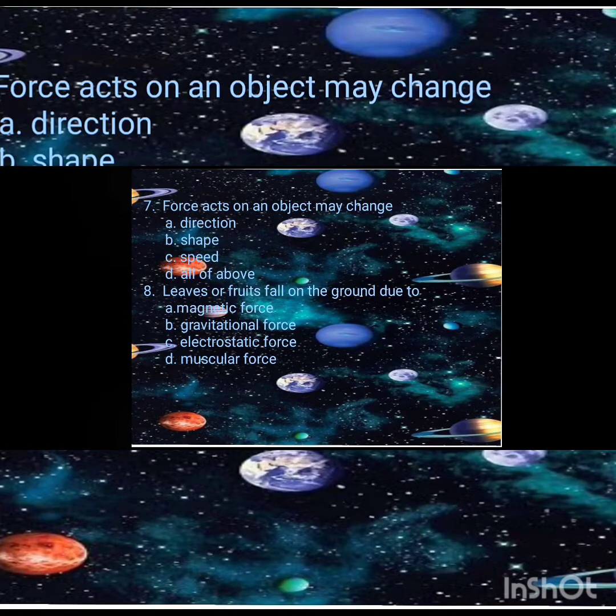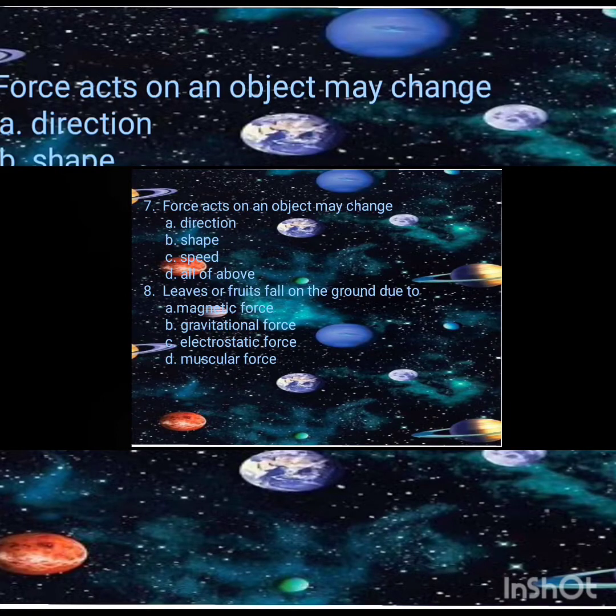Force acting on an object may change A. Direction, B. Shape, C. Speed, D. All of the above. You are having only 3 seconds. 3, 2, time up. Yes, what's the correct answer? All of the above. Now next one.